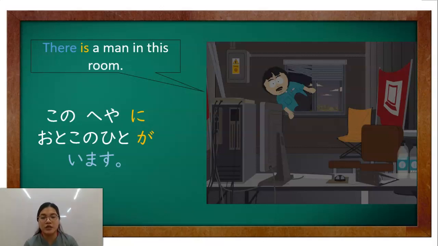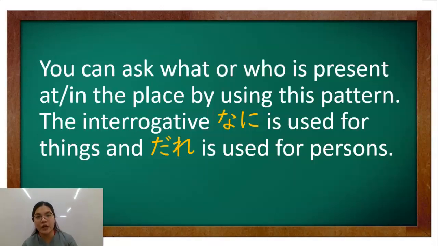Okay, kung sino yung nandyan, particle ga, at kung nasaan siya, or kung nasaan ang isang bagay, yun ang ipa-particle ni natin. Okay? Okay, so for the interrogative, you can ask what or who is present at or in the place by using this pattern. The interrogative nani is used for things, and dare is used for person. Okay? Pag tinatanong mo ang isang bagay, you use nani. But kung tinatanong mo kung sino yung nandyan, you will use dare.